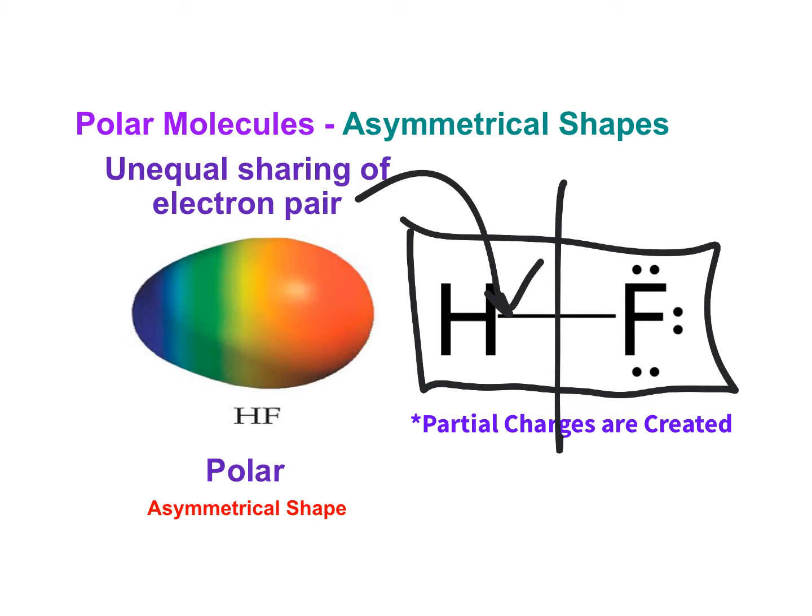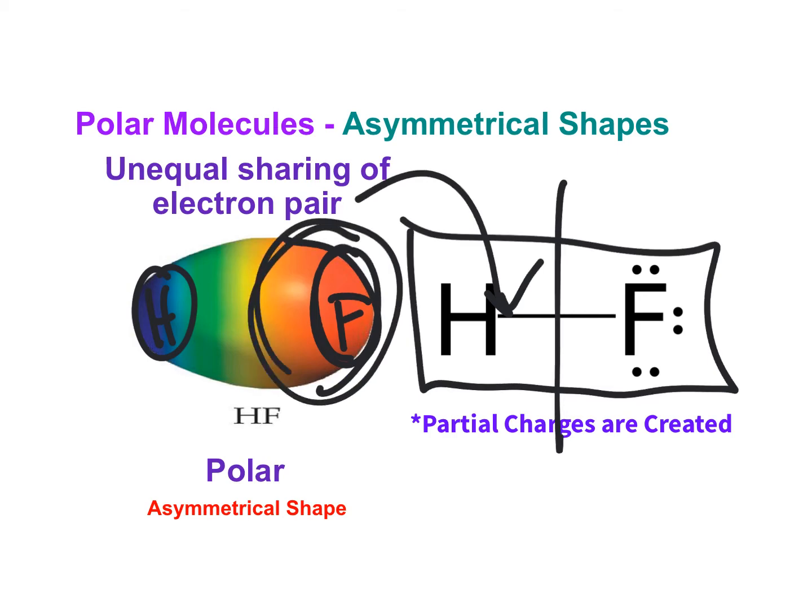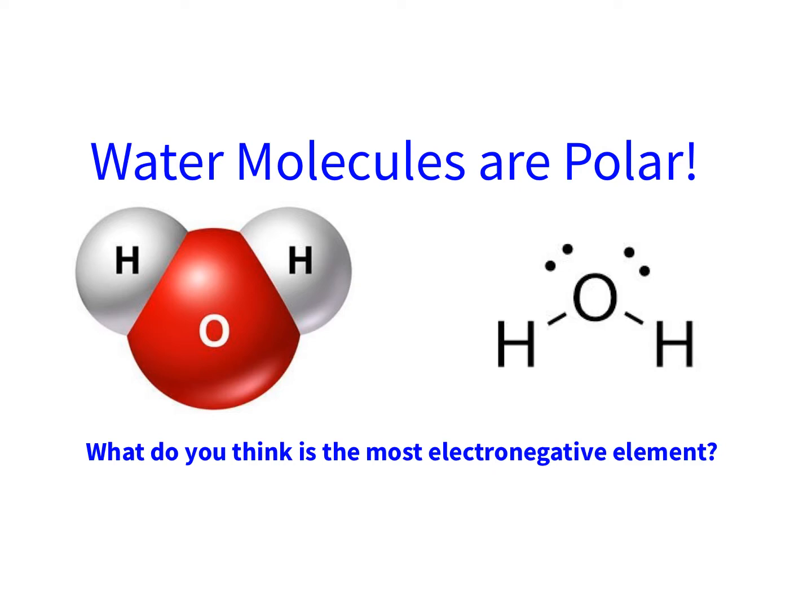Okay, so here on this diagram, we can see this is red, and this represents the fluorine. And over here is the hydrogen. The red means that the electrons are spending a lot of time over there. This side is super negative. Water molecules are actually polar. They have an unequal sharing of electrons. Pause the video for a second and jot down, what do you think is the most electronegative element in a water molecule? The answer is actually the oxygen.